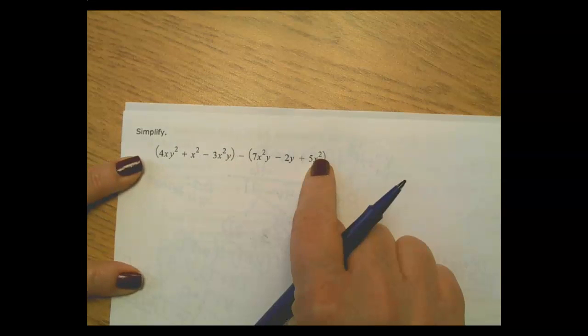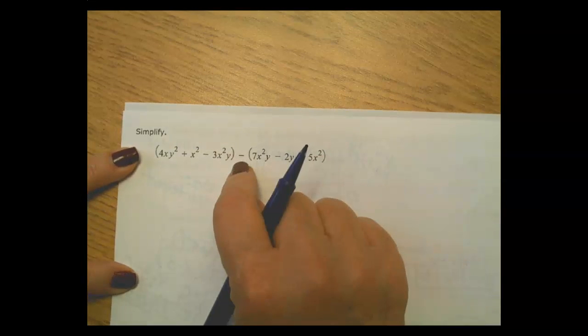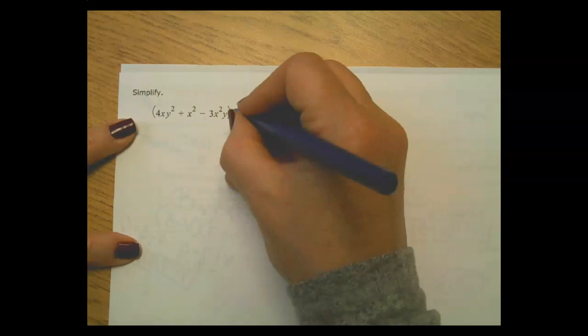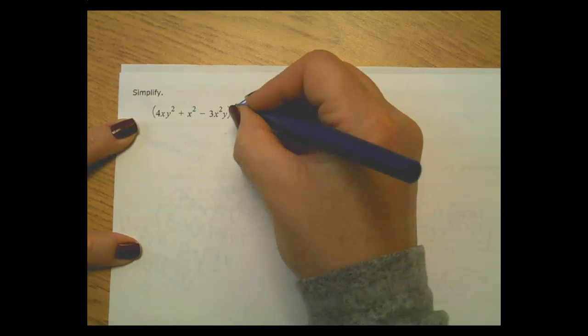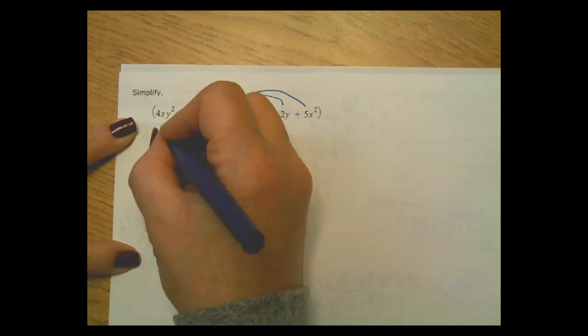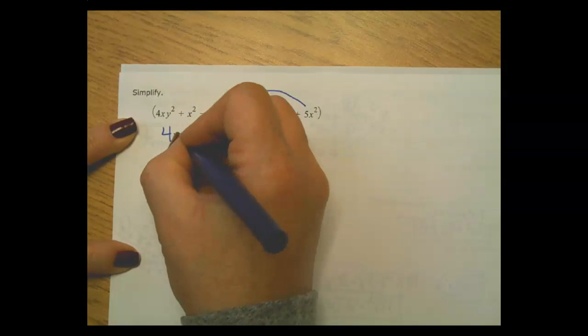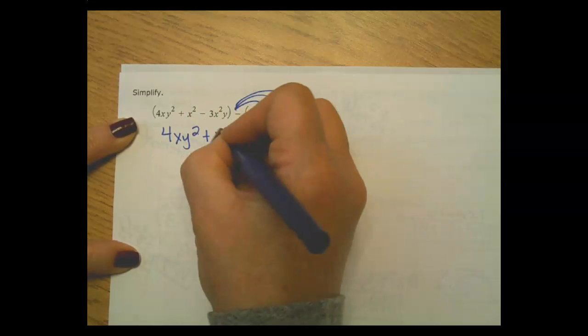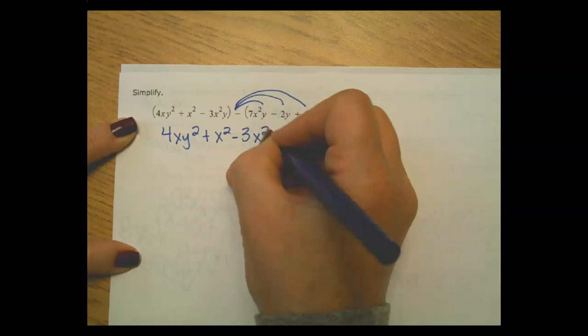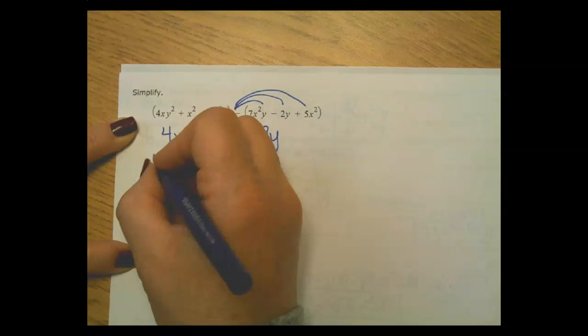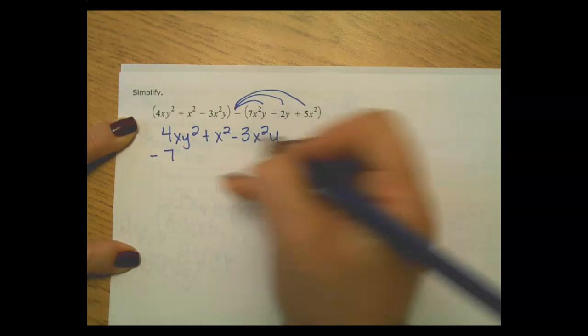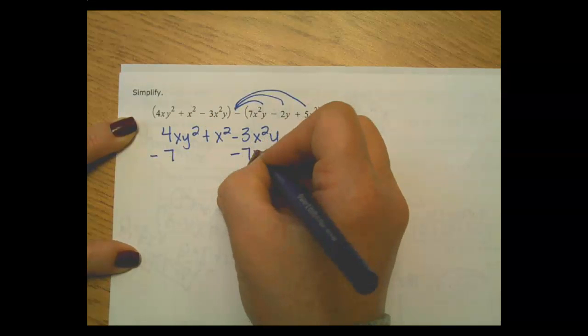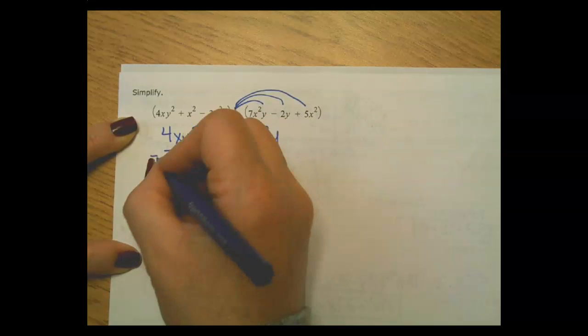Last question is we're going to subtract. Before when we added, that was fine. The problem with subtraction is you need to distribute this to everything. So let's do the 4xy squared plus x squared minus 3x squared y. Okay, so that becomes a negative 7x squared y.